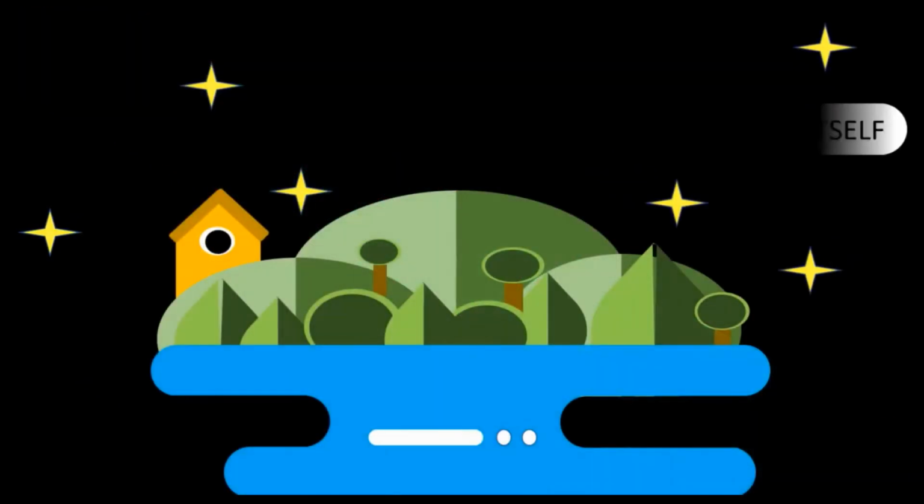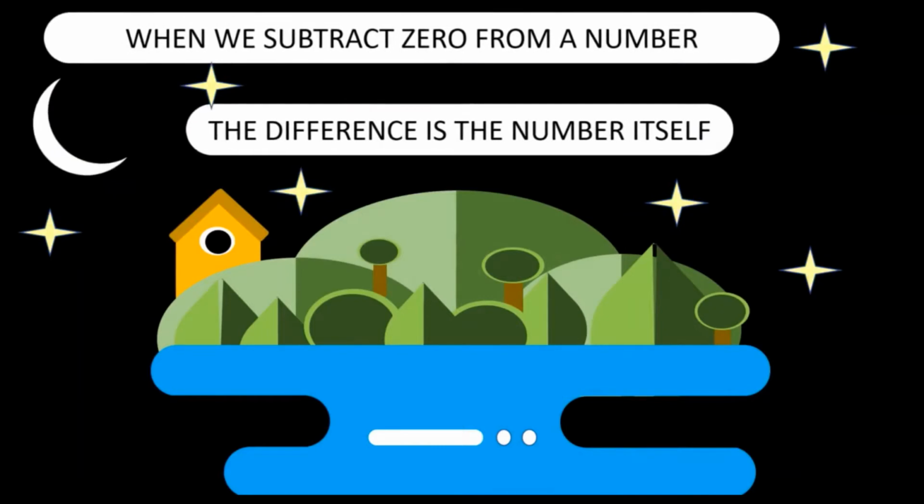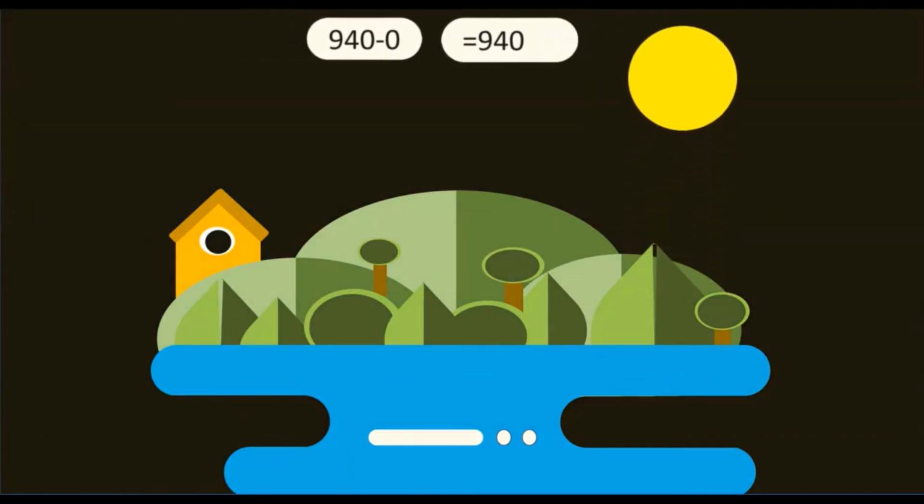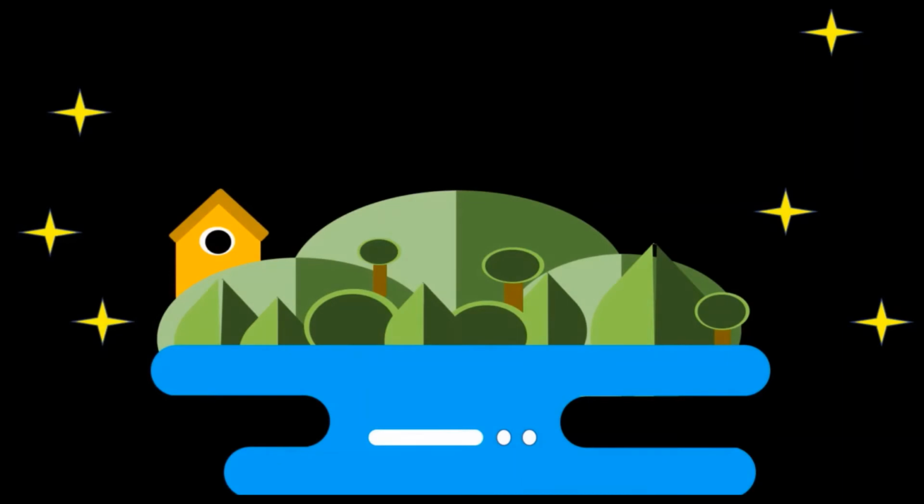The first property is when we subtract 0 from a number, the difference or the answer is the number itself. For example, 940 minus 0 is 940 itself. Suppose your teacher gives you 4 pencils and you love those pencils and you don't want to give them to anyone. So, you are left with 4.